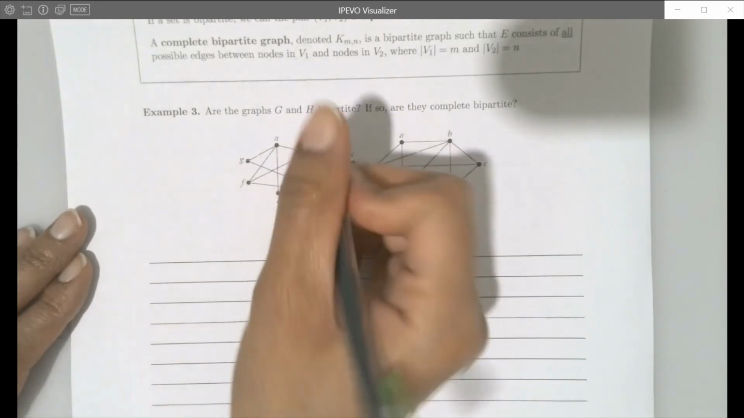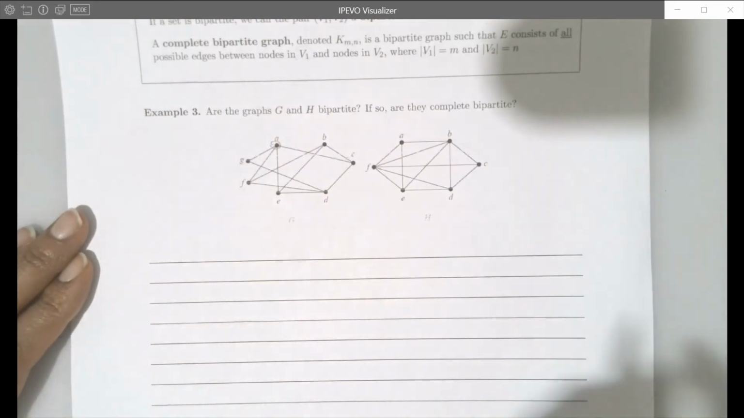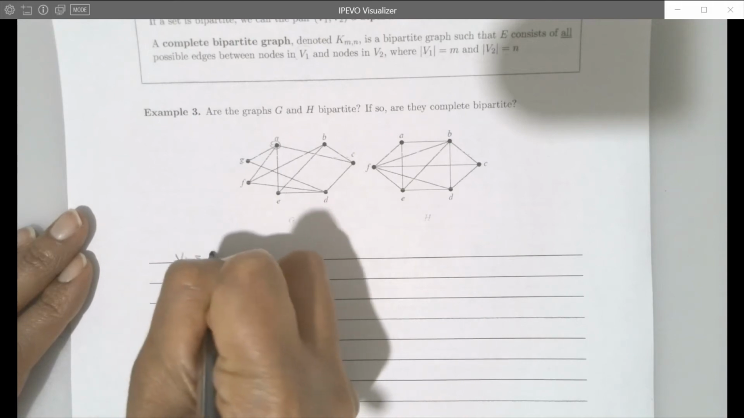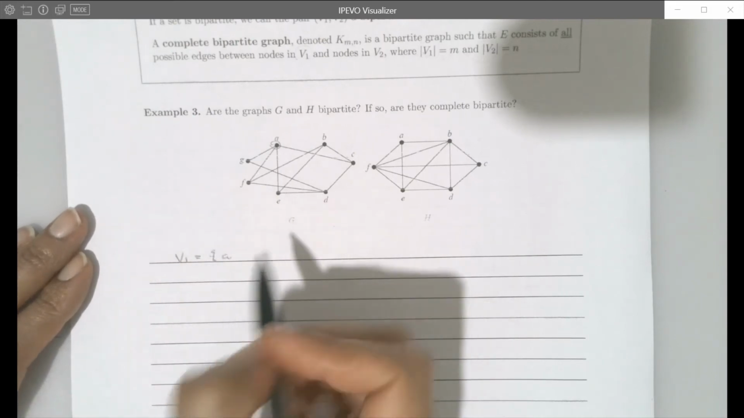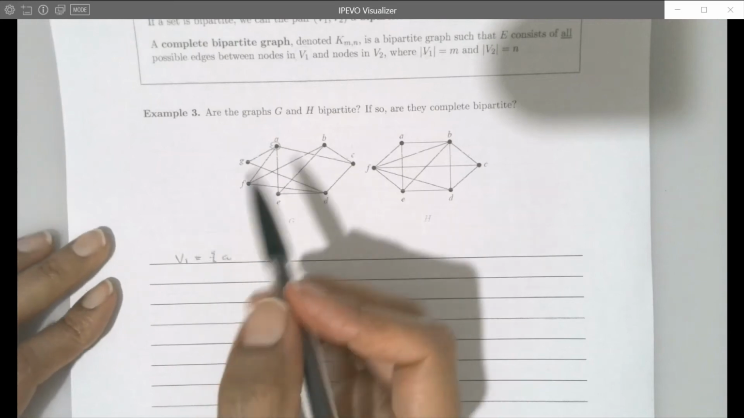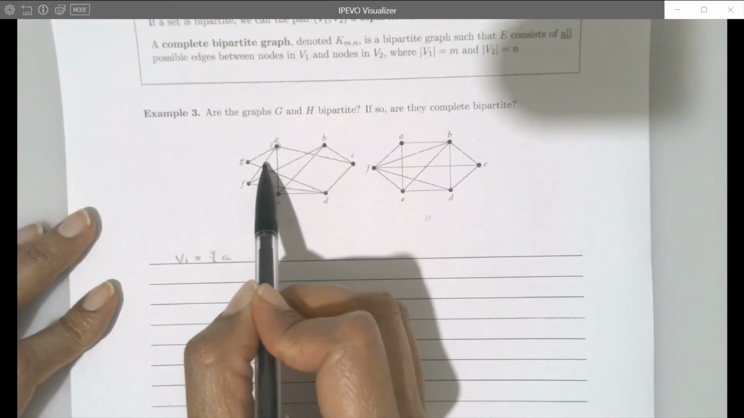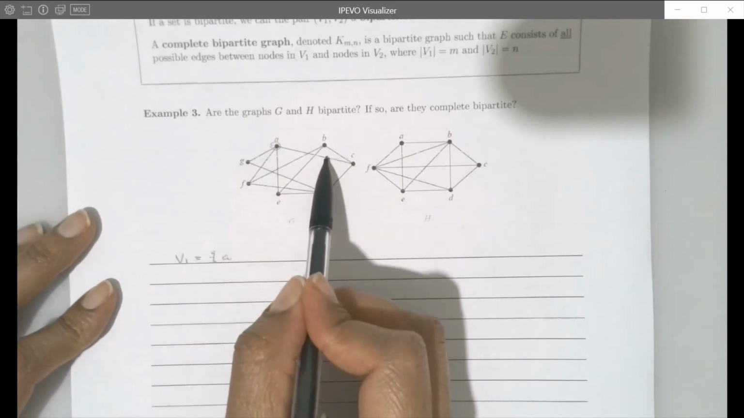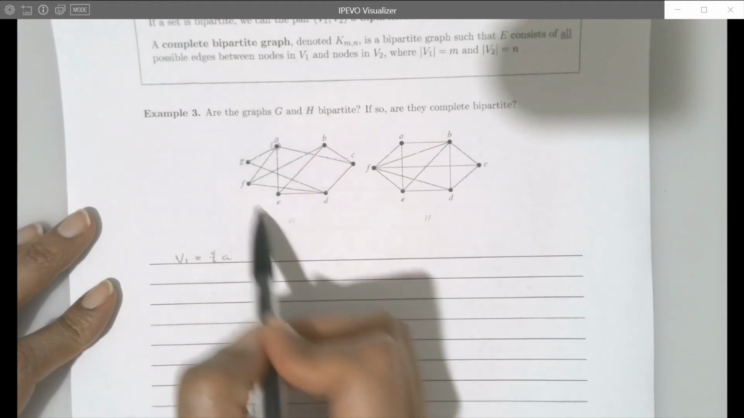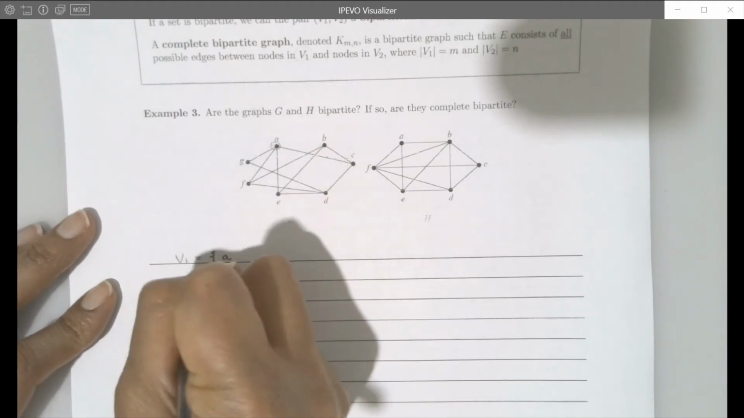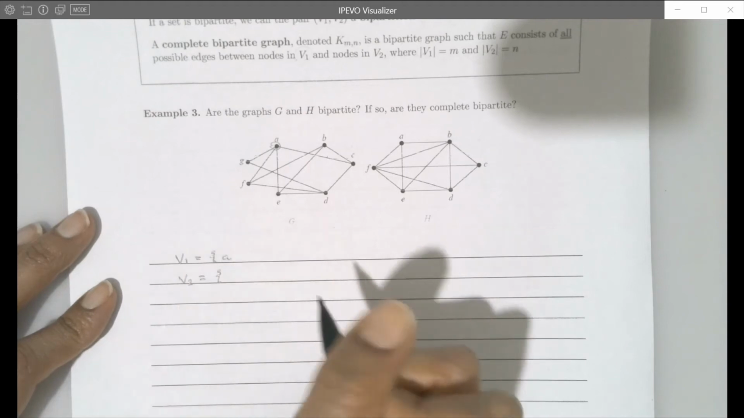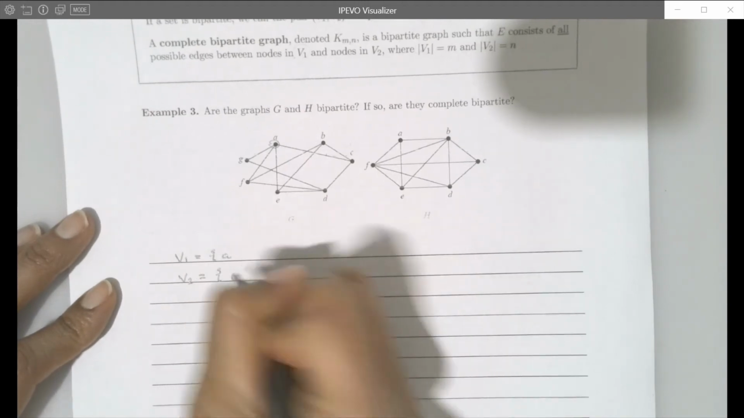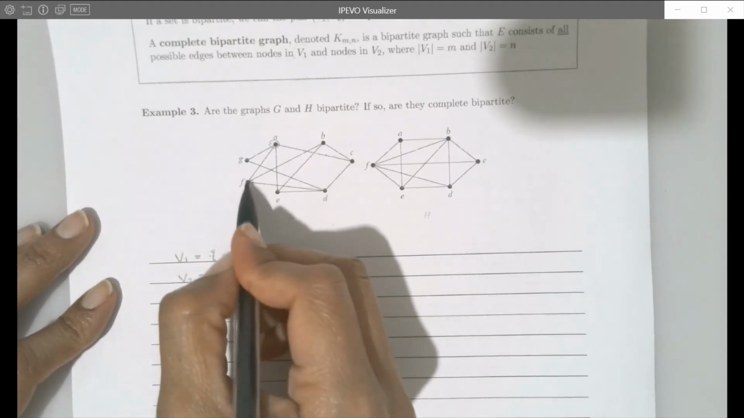Okay, so let's start by taking a look at node A. And we'll place it in, we'll say V1. A is connected to C, E, F, and G. So that means that C, E, F, and G, if this graph is bipartite, would have to be in the second set of vertices. So I'm going to start creating that. We'll have C, E, F, and G.